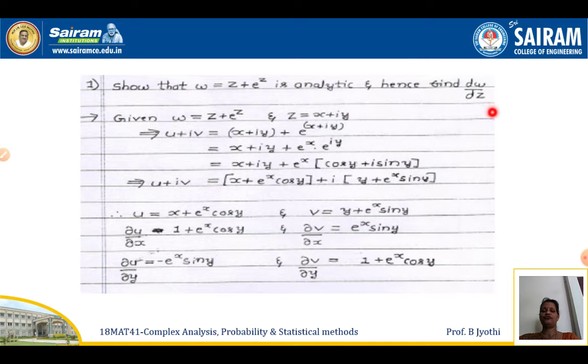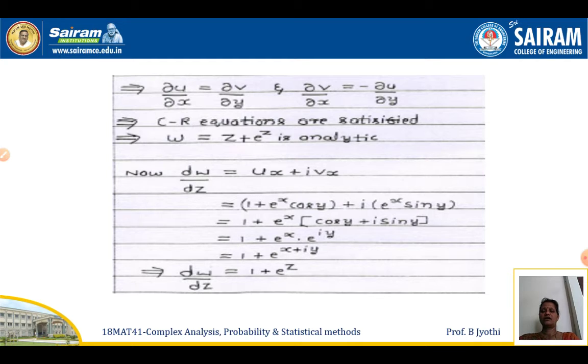And now in order to find dw/dz, so this is proved. We'll assume the condition dw/dz or f'(z) = ux + i vx. We already found what ux and vx are. Let us substitute: 1 + e^x cos y plus i into e^x sin y.